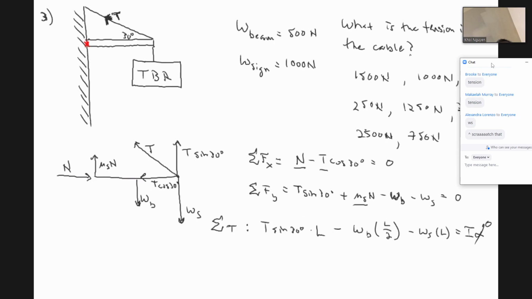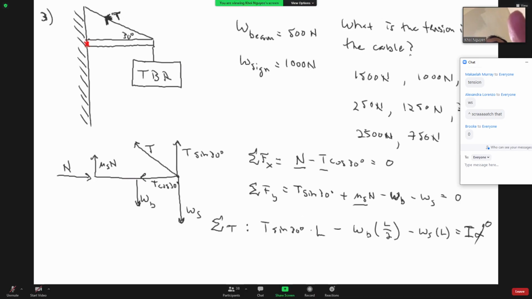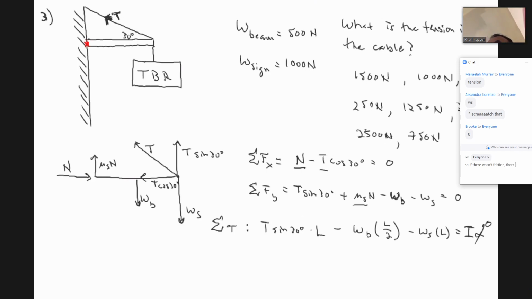Oh, wait, we have another perpendicular force, the force of friction. But what's the lever arm for that torque? The force is acting right at the pivot point. Correct, Brooke. Sophie, I was looking at you. Okay, good. You thought it. Awesome. So now that we know that, the last part is, since the friction is at the point of rotation, it has 0 lever arm.